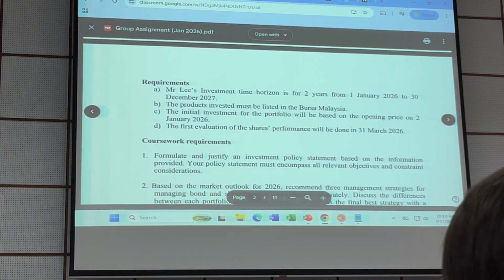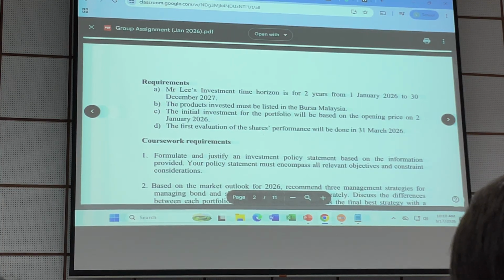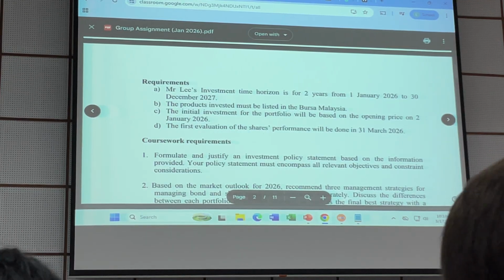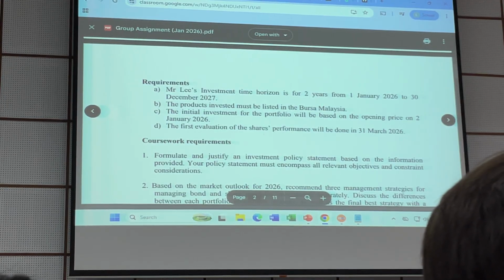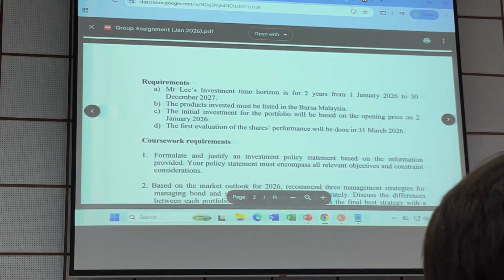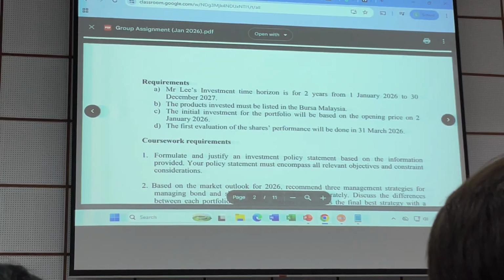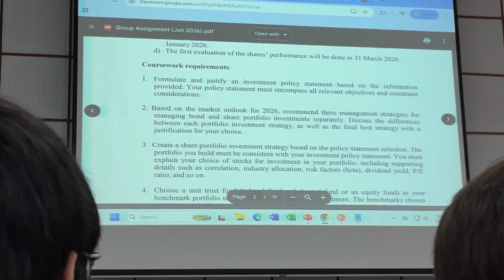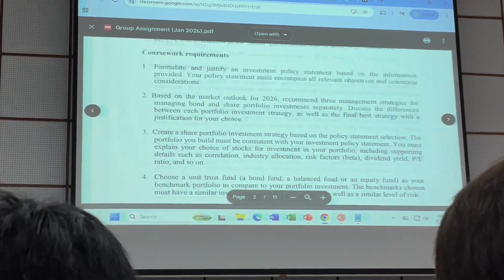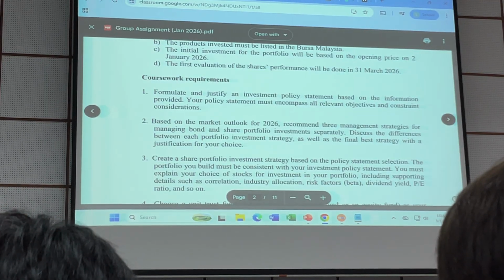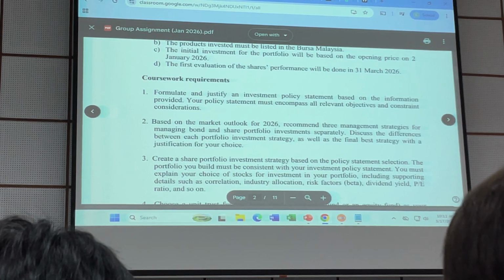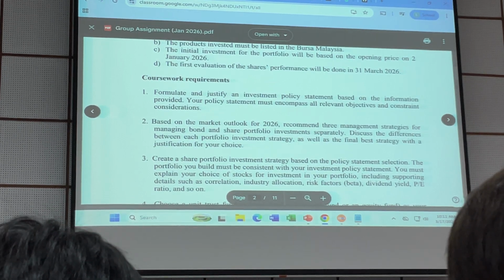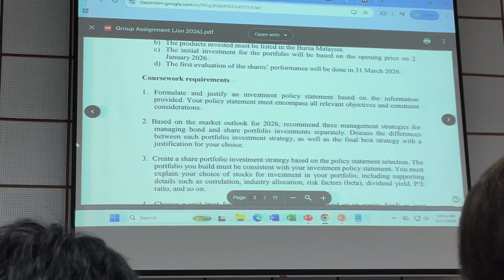The investment period is 2 years, from January 2026 until 2027. So you only decide on stocks listed in Bursa Malaysia, and based on the opening price on January 26 until the 31st March closing, you have to look at the holding period, the yield and return. And of course here there are 9 questions. So let's say you have 5 members, you have to decide who does question 1 and 2, or 3, 4, whatever. So the first question: justify your policy statement and understand the objective and constraint.